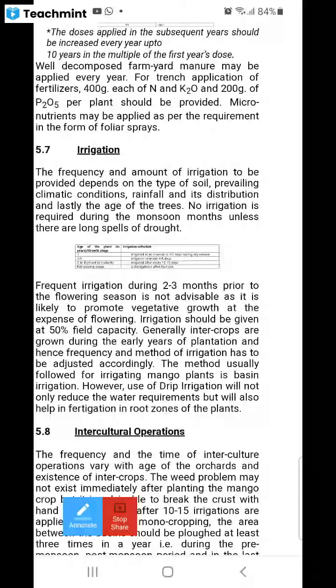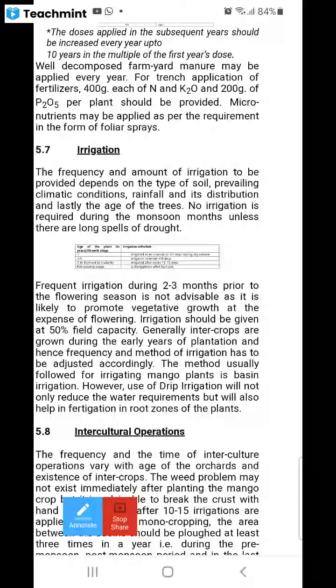Next is the yield. The average production of Alphonso, this is a variety of mango, is 300 to 500 fruits per tree, that is 6 to 10 tons per hectare. How much is the yield? The average production of Alphonso mango is 300 to 500 fruits per tree and 6 to 10 tons per hectare. This is the yield.